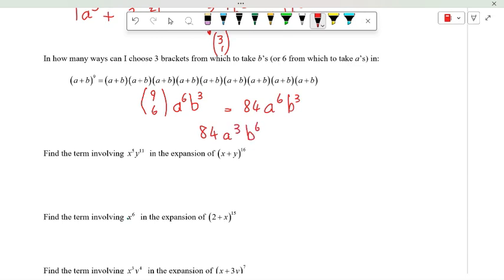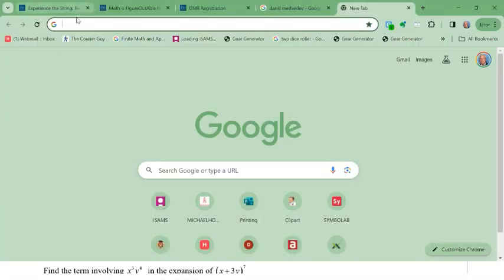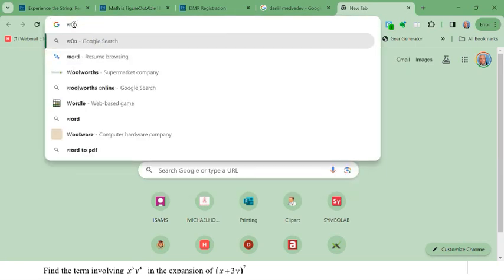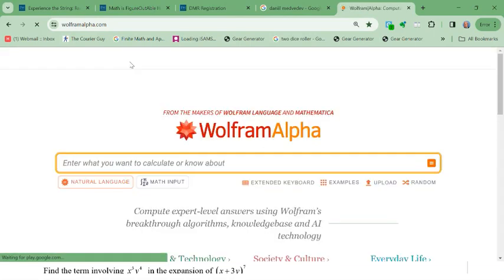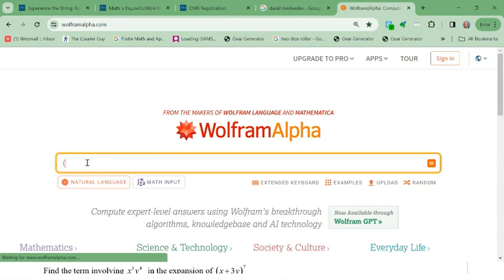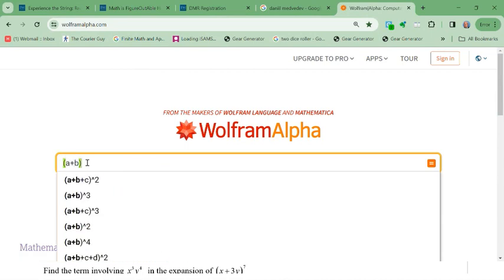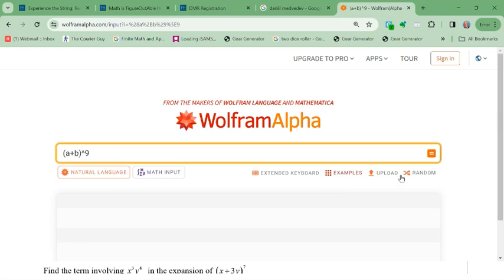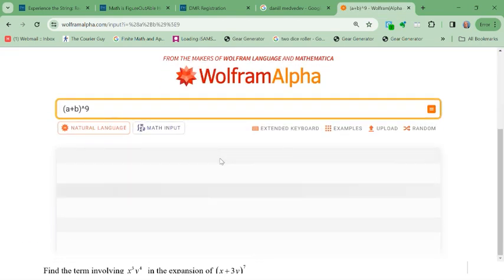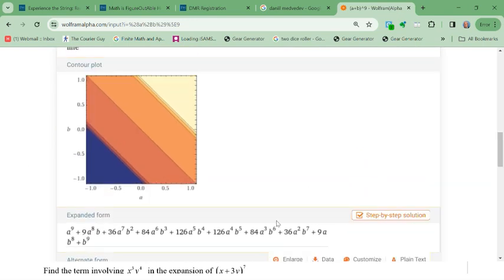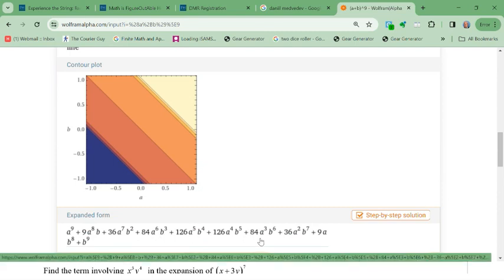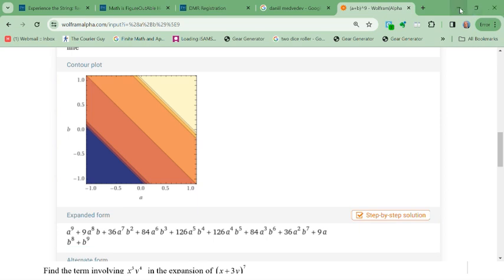Right, and I'm just going to use an online tool called Wolfram Alpha. All right, and let's just see if we can quickly load it. So what I'm going to do, we're going to expand A plus B to the power of 9. Okay, let's see what that looks like. Right. Takes a little while, but it's a whole lot quicker than we could do it. All right, there it is. And what we'll see here is that there's an 84 A to the 6 B cubed, and there's also an 84 A cubed B to the 6. Right, let's put that away for now.